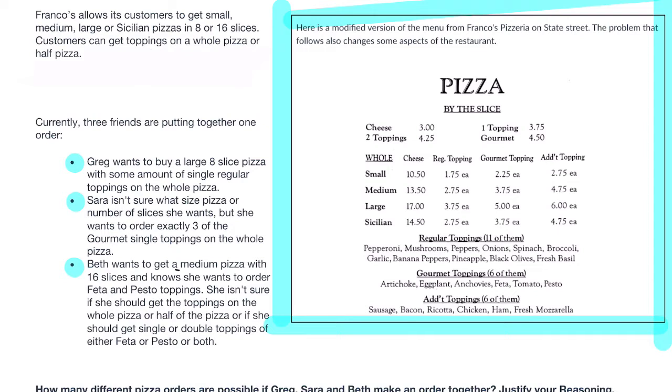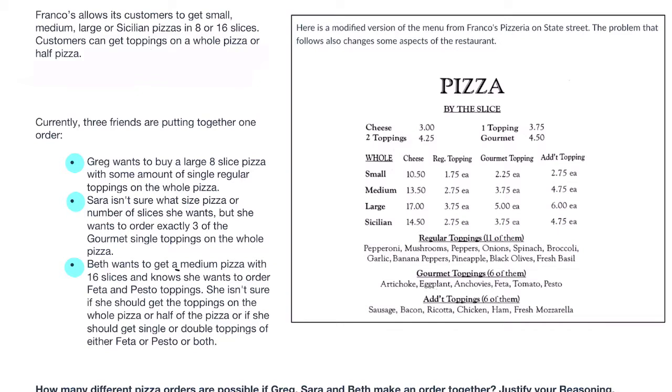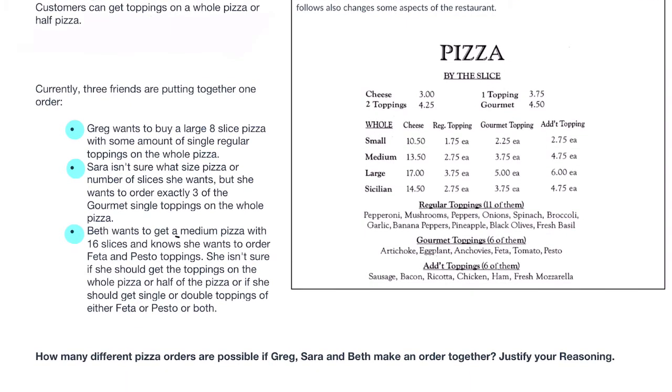Okay, so this is a combinations problem because the order of the toppings and the order in which you present the way you're describing your pizza doesn't really matter. If you say the size first or the slices first, that doesn't matter. The same is true with toppings. If I say pepperoni and broccoli or broccoli and pepperoni, it doesn't matter what order I say that in. So as we go through this, let's see what happens.